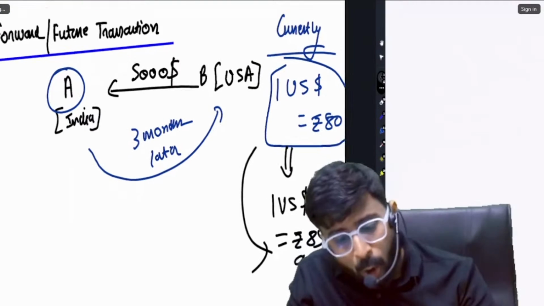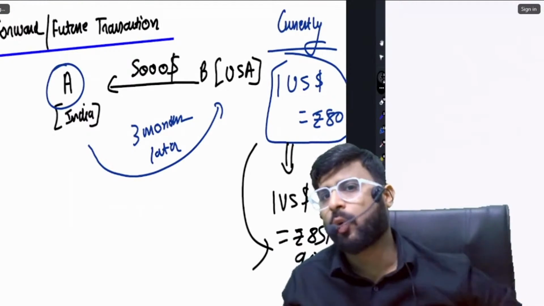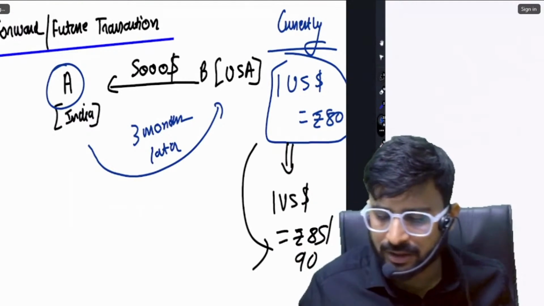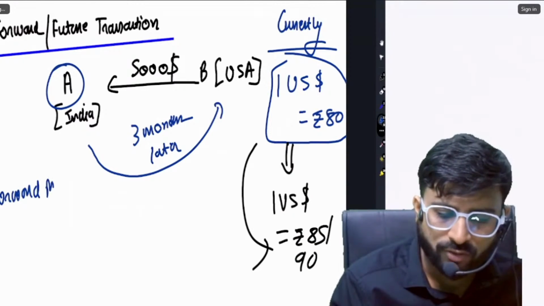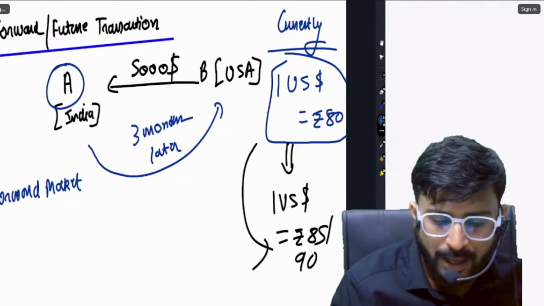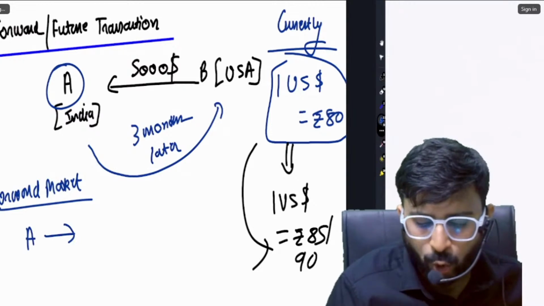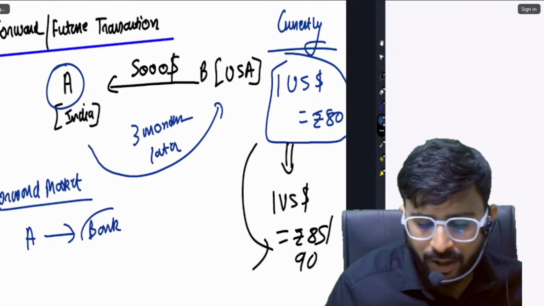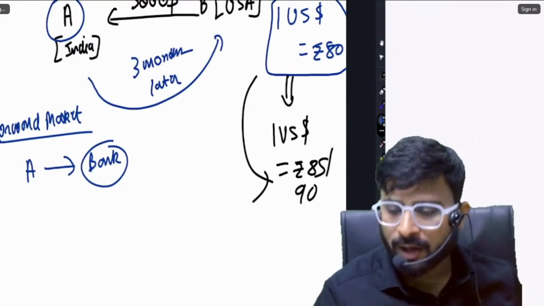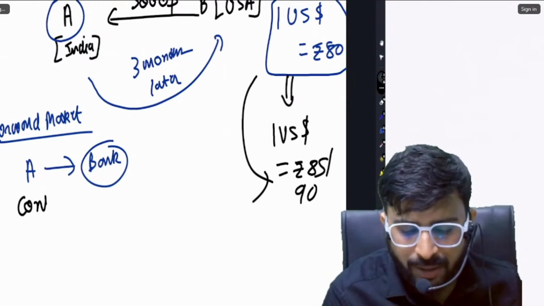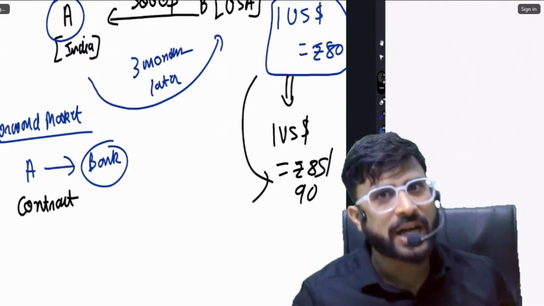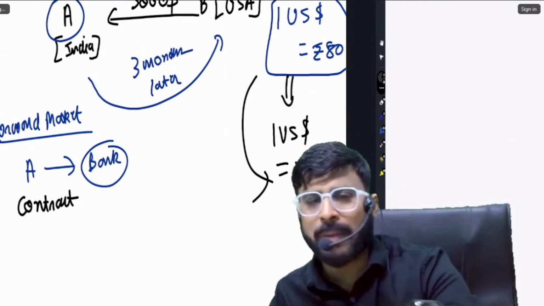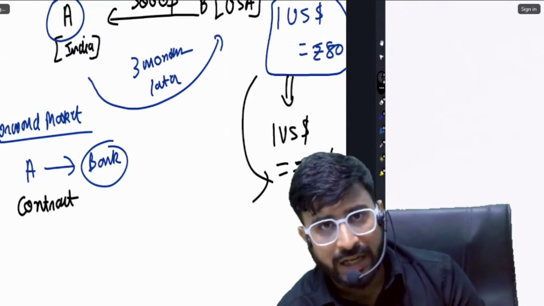So to cut that fear out, a special market has been created. That's called the forward market. Here, what will happen? A will go to a bank, and A will sign a contract with the bank.